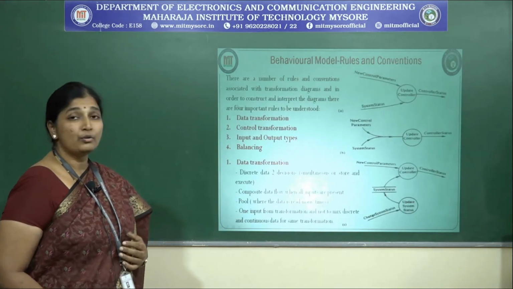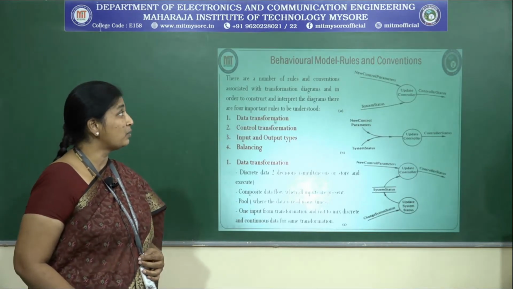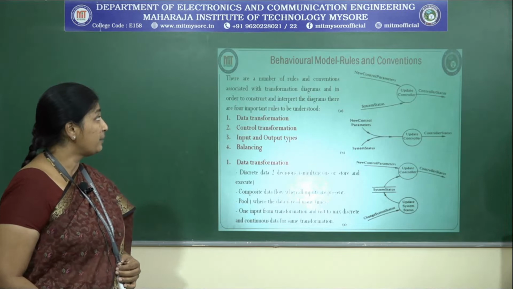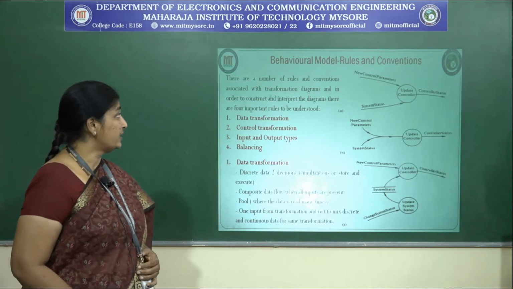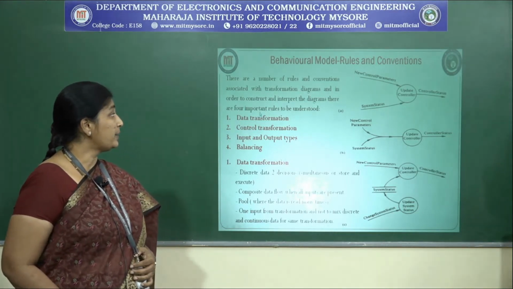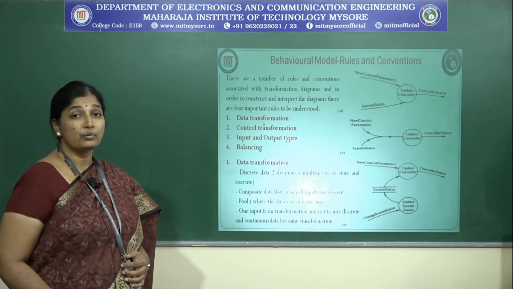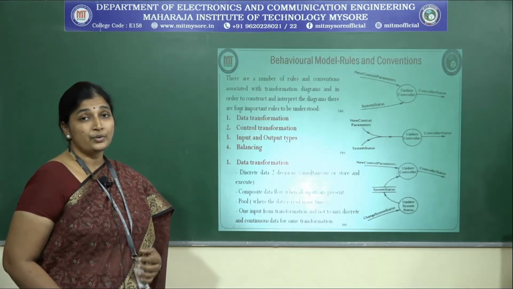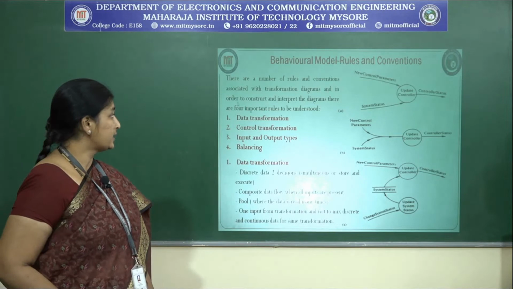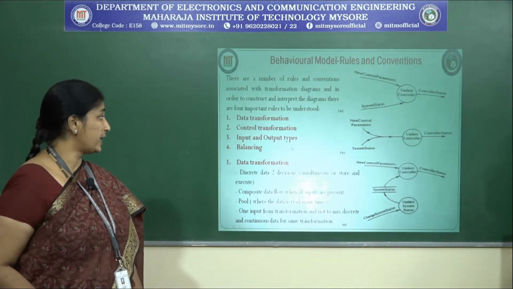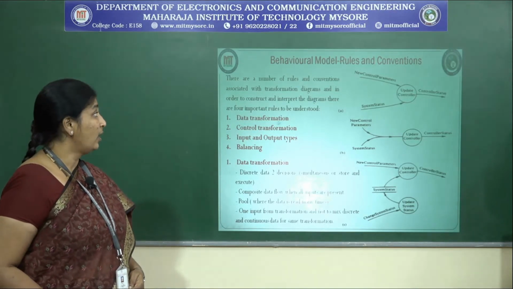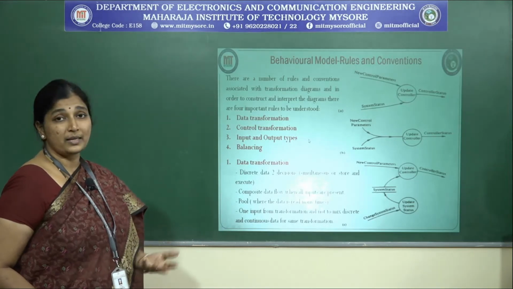Now, keeping all those basics in mind, we need to know what the behavioral model is and the rules and conventions for those behavioral models. There are a number of rules and conventions associated with the transformation diagram, and in order to construct and interpret the diagrams, there are four important rules to be understood when writing a transformation diagram in a behavioral model. What are those? Data transformation, control transformation, input-output types, and balancing. These are the four major types based on which different rules and conventions can be studied.